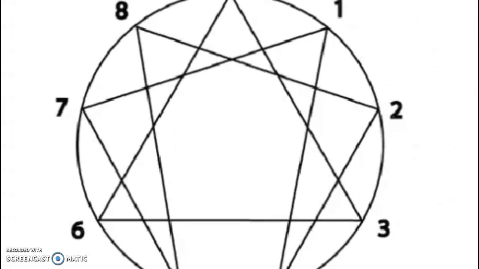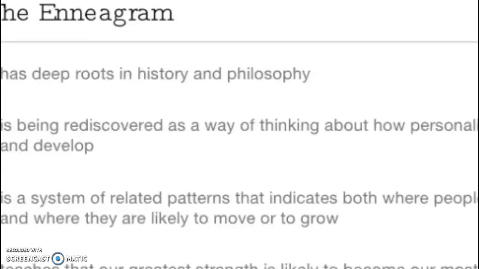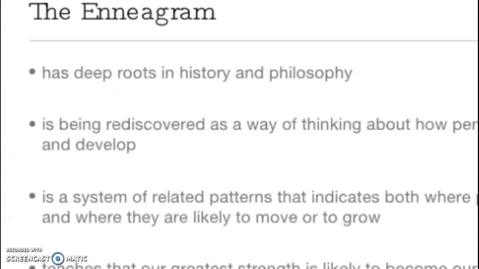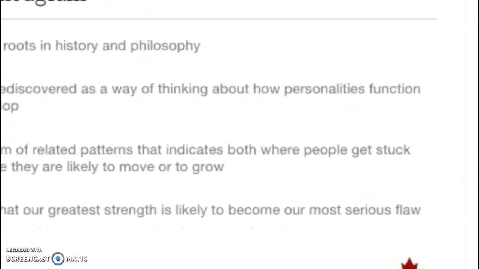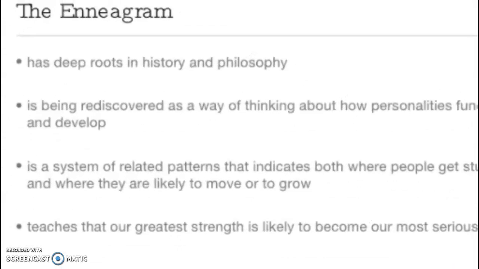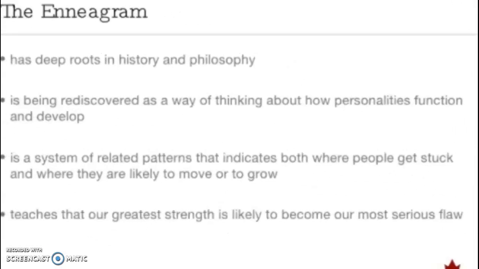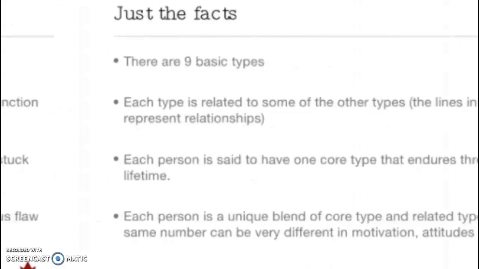So just a little taste of the Enneagram. What is the Enneagram? So the Enneagram is represented by this 9-point star. Okay, and we talked a little bit about what these 9 points mean. So the Enneagram itself has deep roots in history and philosophy. It's a way to think about how personalities function. Okay, and it's being rediscovered as a way of thinking. It's a system of patterns that we exhibit as humans, as people, and it teaches us that sometimes our greatest strength can even be our greatest flaw.